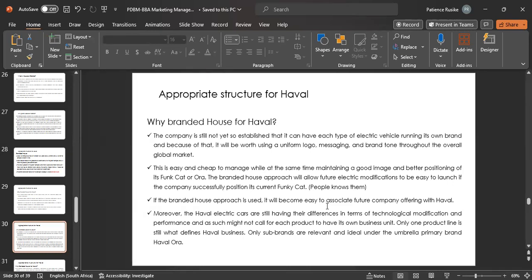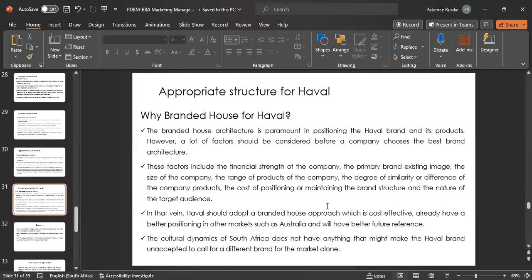Right. So it's quite a lot of information that I've provided, but I think I've given you the foundation, or the footing, of how this question needs to be answered. So the factors of choosing this brand: maybe you're talking about the financial strength of the company, the primary brand, existing image, the size of the company. So it depends. I believe Aval, because it is a brand that has been successful in other markets, it will be advisable for them to enter South Africa using that same brand name, which is Aval. So it is cost effective, it is easy to manage, and it makes it easy for customers to accept that particular brand. So basically, that's how it should be answered.